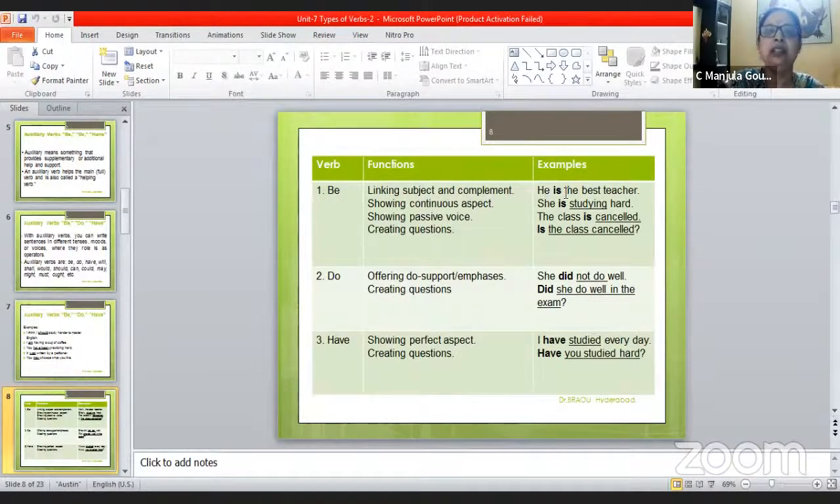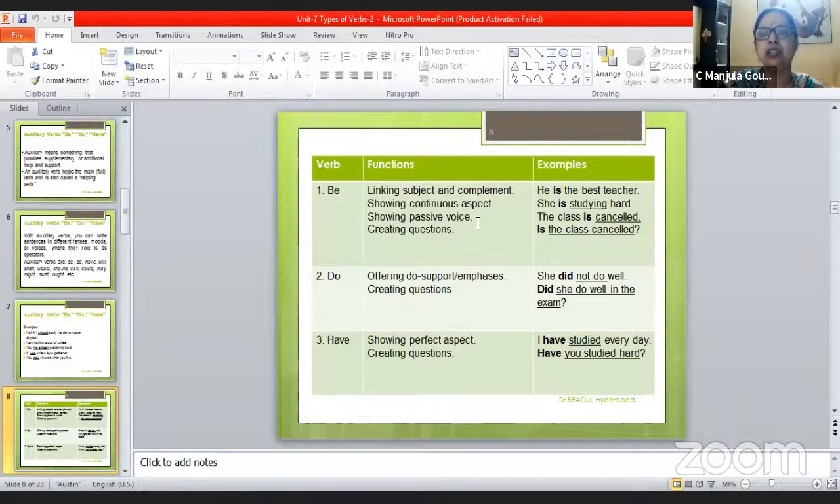Read the sentence here. He is the best teacher. So it is qualifying the subject, teacher. How is the teacher? He is the best teacher. So it also gives a complement to him. And be also shows continuous aspect. That is, in the ing forms, you can use it. She is studying hard. So it is not that she has studied now and she is stopping it. She is going to continue the process.